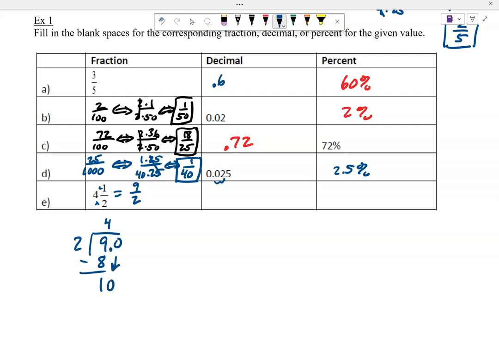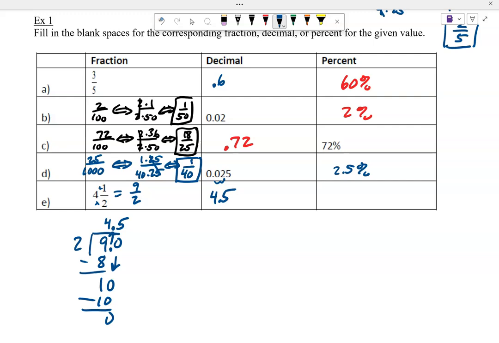Bring the 0 down. There we go. 2 goes into 10 5 times. 5 times 2 is 10. Decimal goes straight up. There we go, 4.5. Again, I just punch in 9 divided by 2, right? You get 4.5. But if you want to do it by hand, let's say do it by hand.